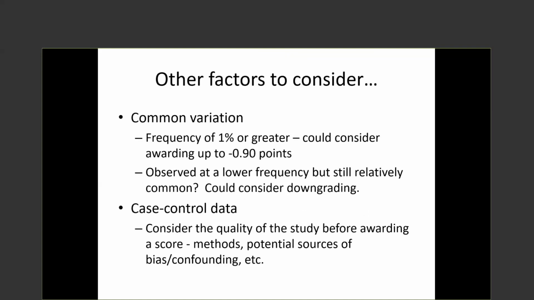Other things to think about include common variation in case control data. If common variation is present at high frequencies over a particular gene, this might be information indicating that dosage sensitivity is unlikely. Some genes do have case control data available to support or refute dosage sensitivity, but as in gene curation, you should always consider the quality of the study before deciding how to incorporate that information.